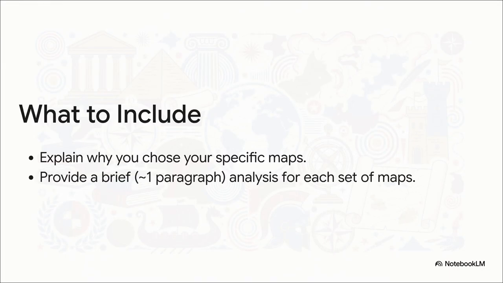So what goes into those 2 pages? It's basically 2 things. First, you need an introduction that explains your grand vision. Out of all the things in world history, why did you choose these specific maps? What's the main story you're trying to tell? And second, you'll give a short analysis, about a paragraph, for each pair of maps, telling us exactly how they connect to whichever one of the 4 C's you chose.